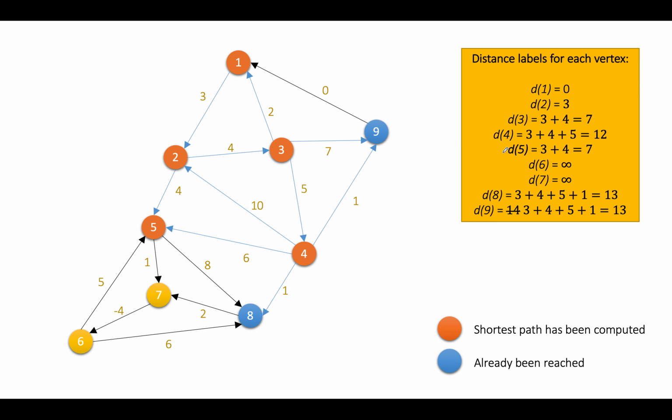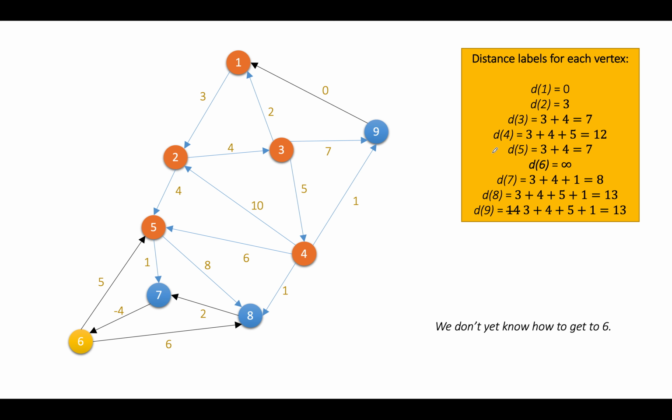So next we're going again down the list. So we're at 4 before, now we're at 5, and we update this to get to 7 and to 8. Next we should be looking at 6, but we don't know how to get to 6 yet. The only incoming edge is from 7, and we haven't been to 7 yet. So since we have no way of calculating how to get to 6, we leave 6 as infinity.